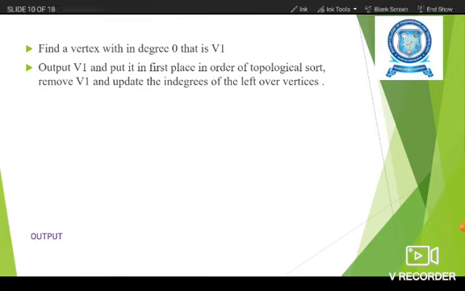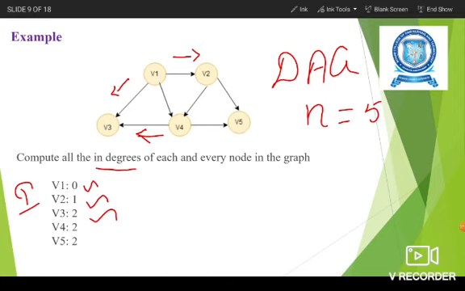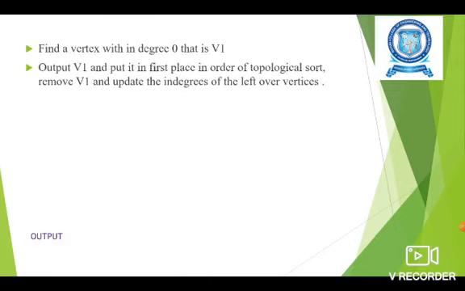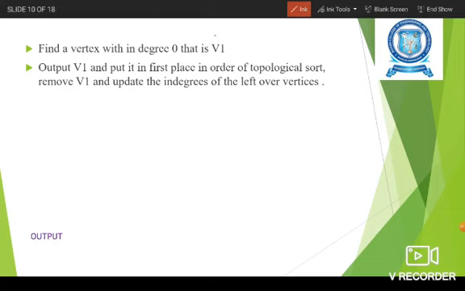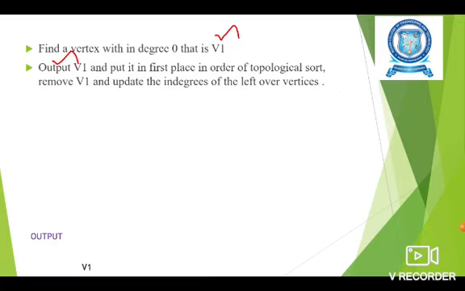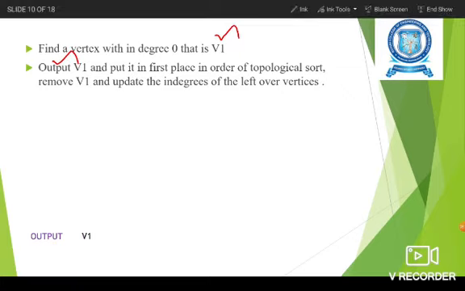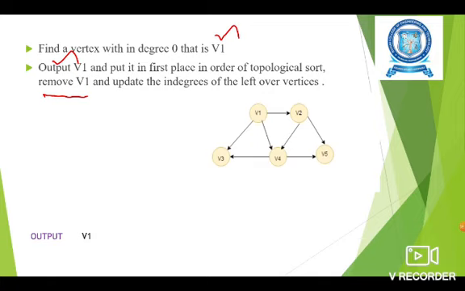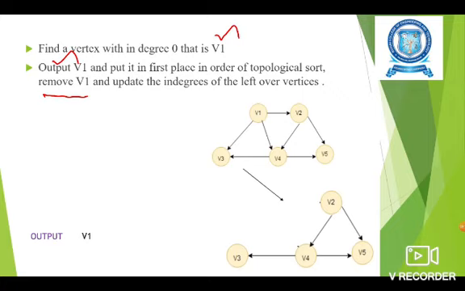What about my next step? I have to select one node whose integrity is 0. So V1 is selected. After selecting V1, it is added in the output. Once it is added in the output, you have to remove V1 and its edges. So that is like this. Once V1 is added in the output, V1 and its corresponding edges are deleted.